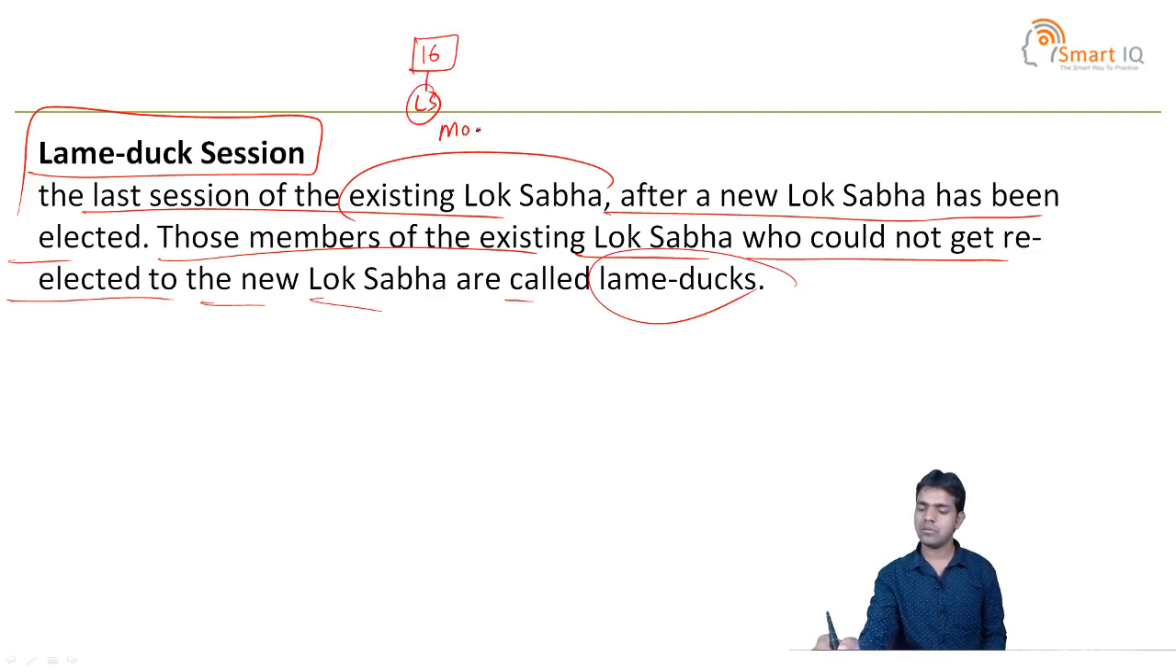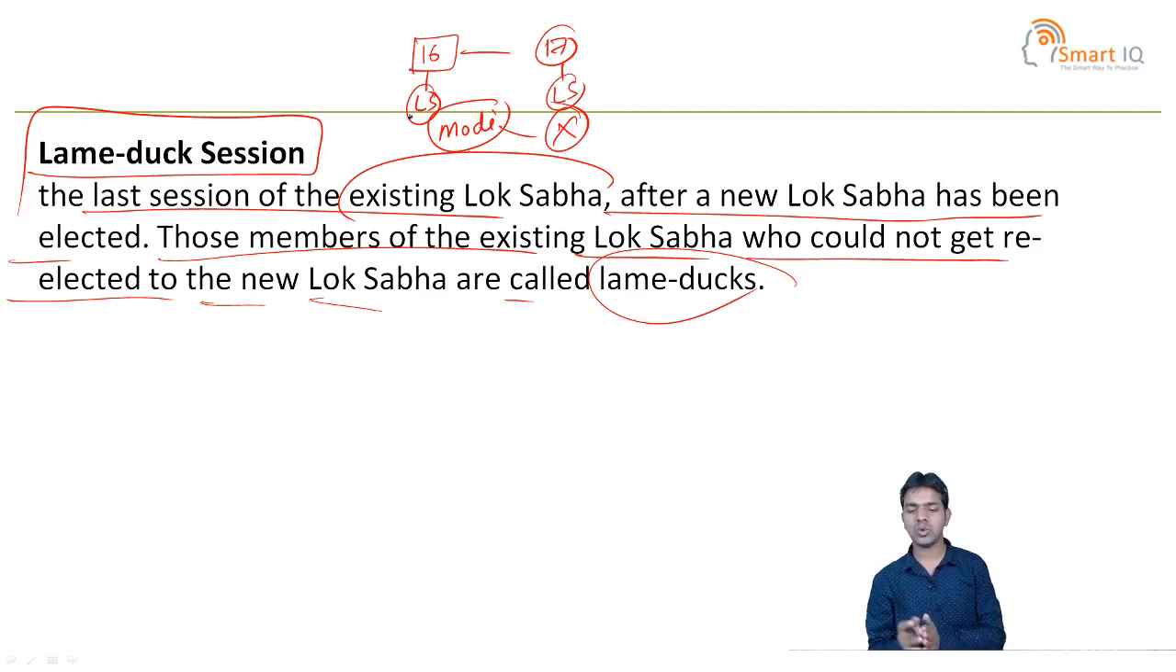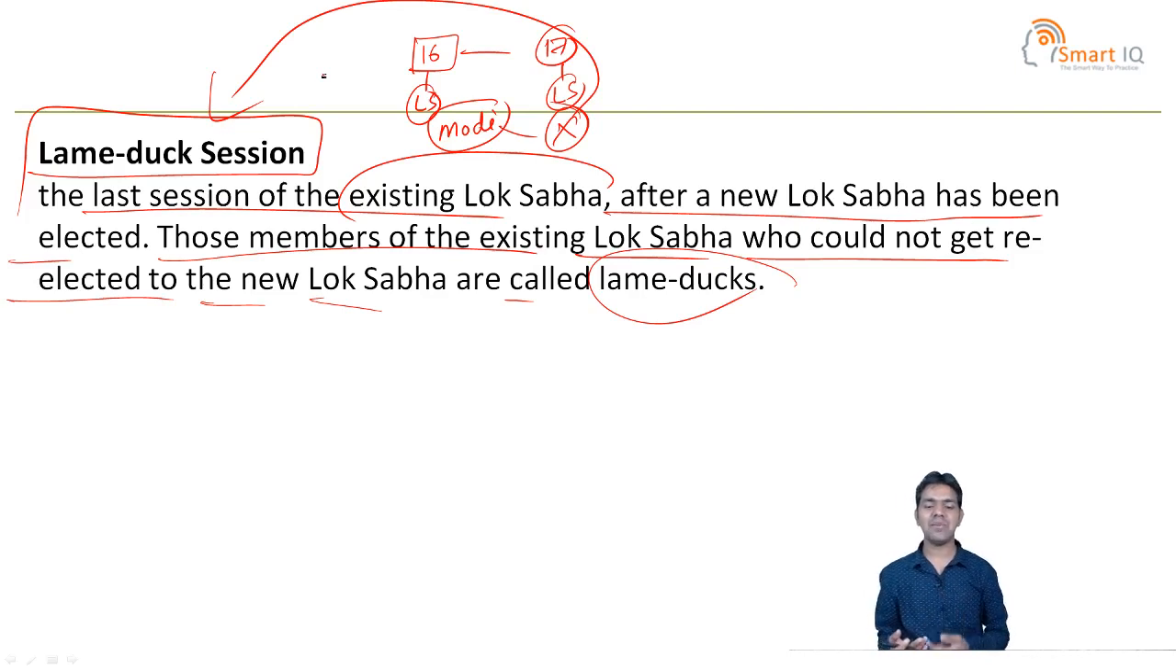For example, Modi is an MP of the 16th Lok Sabha. Then after that the 17th Lok Sabha comes, and at that time Modi is not continued. That is called a lame duck session. Otherwise, if Modi is continued, it is not a lame duck session.